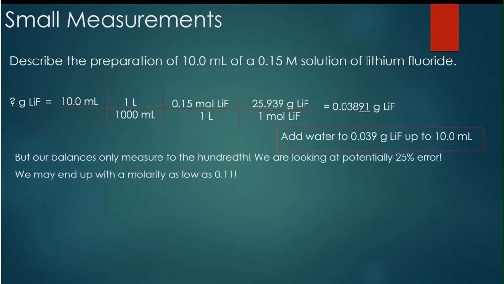Here's the issue. Our balances only measure to the nearest hundredths. So that'd be right here. We don't know if we have 3.9 or 3.8 or 3.7 or 3.6 or 3.1. We could even potentially have 3.0. We just don't know. Our balances are only accurate to the nearest hundredths, which means we're looking at potentially a 25% error. We want a molarity of 0.15. We might end up with a molarity as low as 0.11.